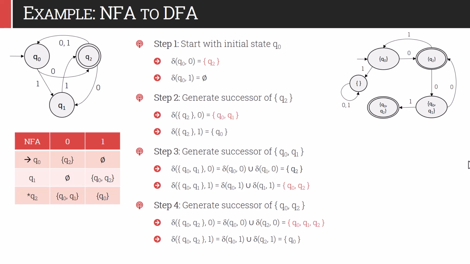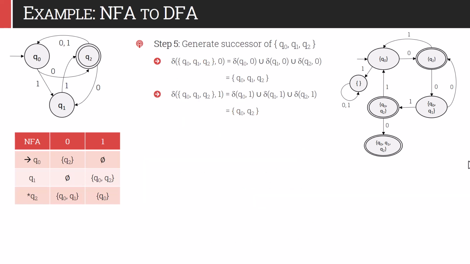So we don't have to process it. Let us add equivalent arcs into this. So it looks like this, that when we read 0 from Q0, Q2, it is moving to set of states Q0, Q1, Q2. And on reading 1, we are moving back to state Q0. Now still Q0, Q1, Q2 is not processed or its successors are not generated. So that we have to do in next step.